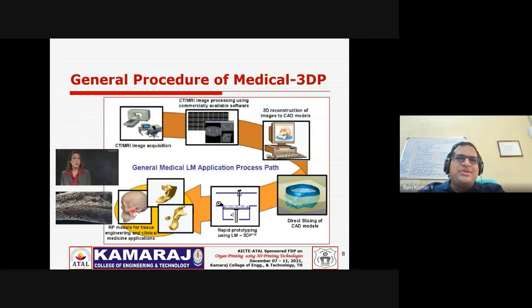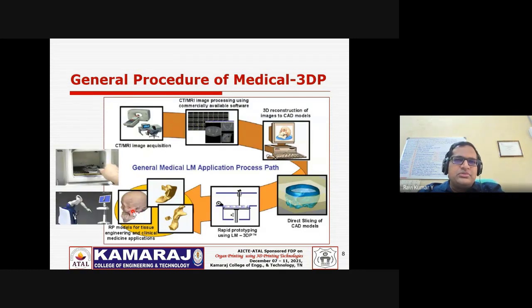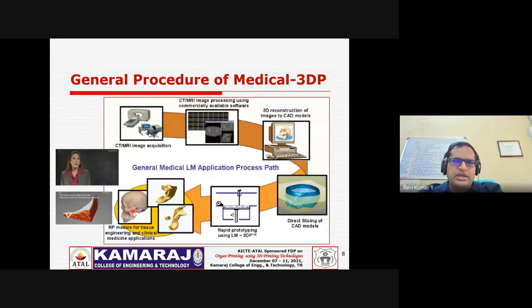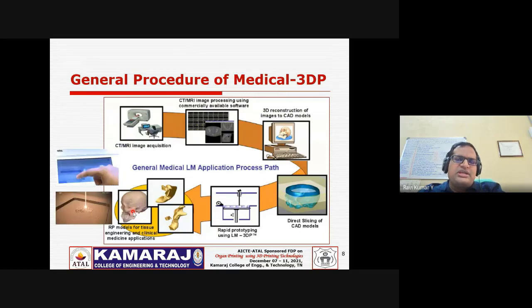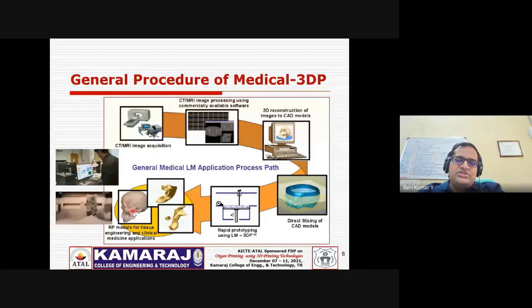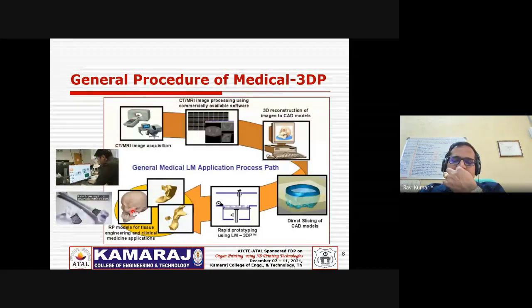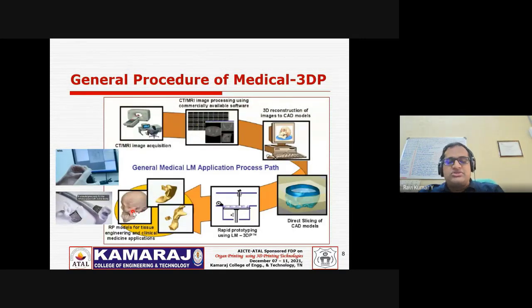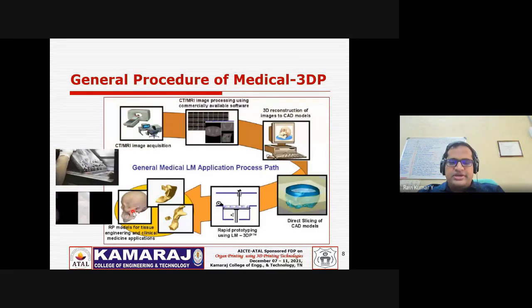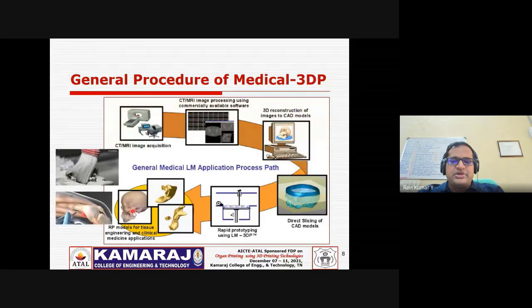To attain the properties of the natural bone or the native organ that you are targeting to replace or repair, it matters, right? So how are you going to attain these characteristics or properties of the native or original organ or tissue of the patient, and how is it getting matched? That's the matter here, right? Anyway, this is the general procedure you come across for any medical 3D printing process.